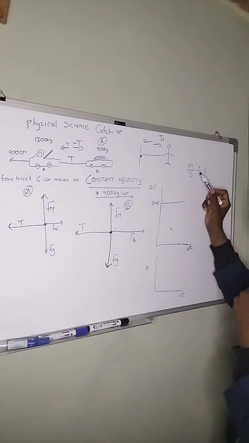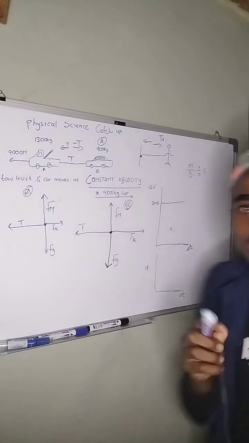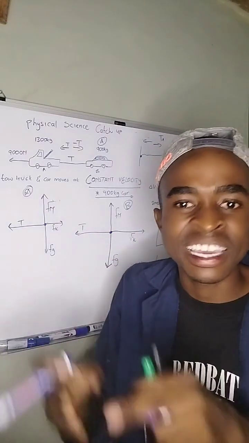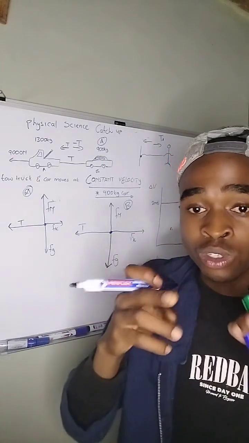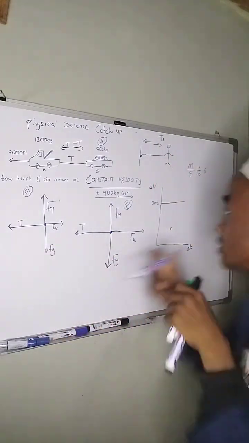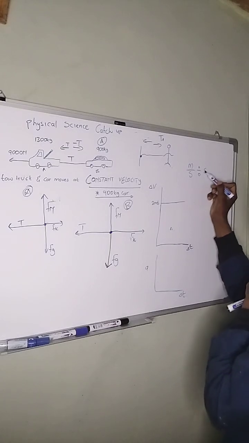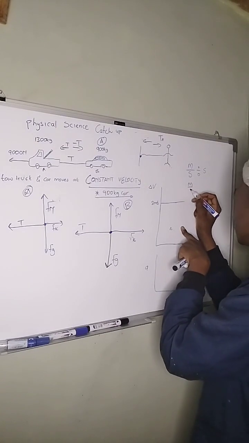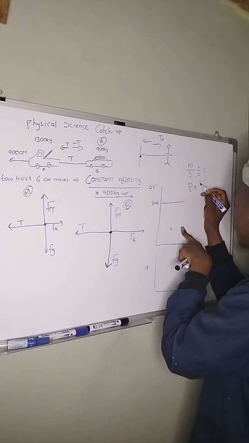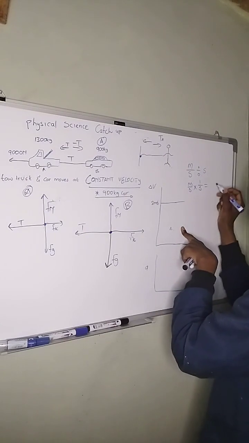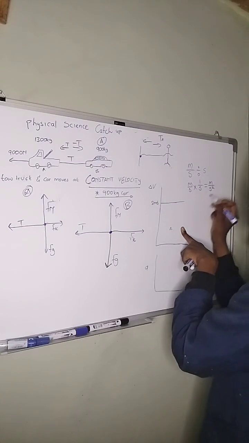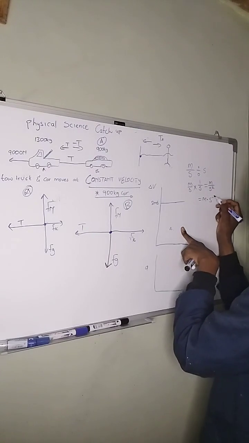I just want to show you why the gradient represents the acceleration. So this is going to be meters per second divided by the second. I'm changing this division into multiplication. I'm going to have meters per second multiplied by 1 over second. And this is going to be equivalent to what? Meters divided by second squared. And obviously this is going to be meters per second squared.